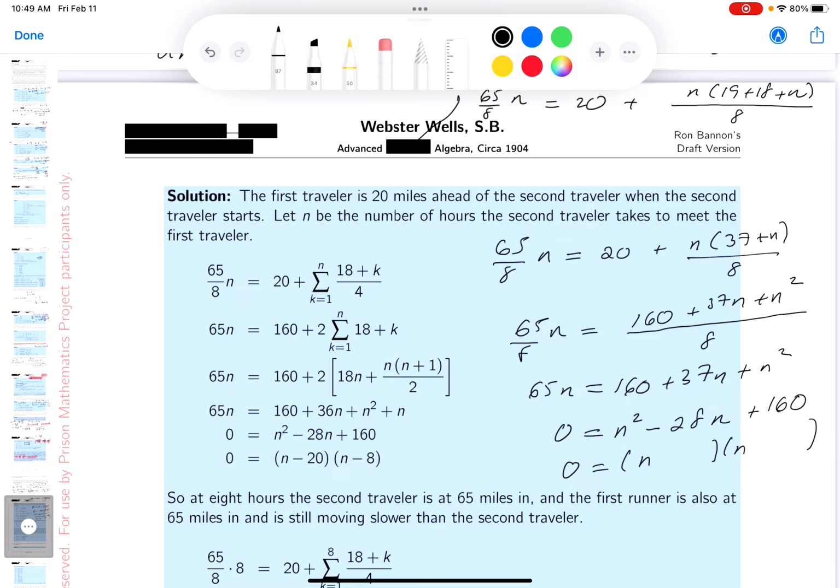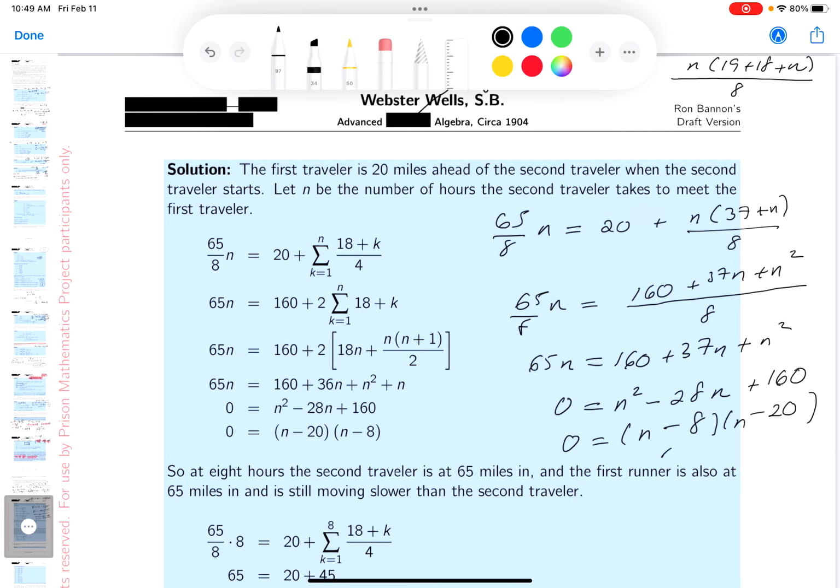And let's see. Looks like 20 and 8, right? Because 20 times 8 is 160, and the sum would be 28. So minus, minus. Let me check it. You get n squared, you do get minus 28n, and you do get plus 160. So I get n equals 8, and the other one I get is n equals 20.